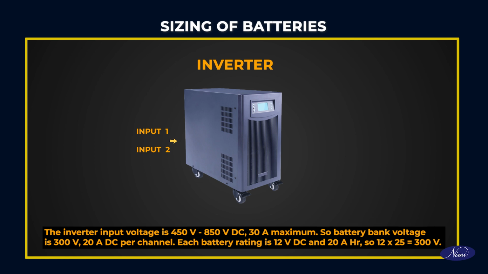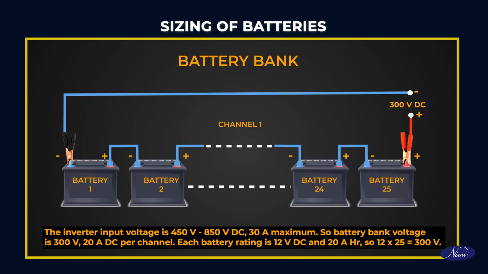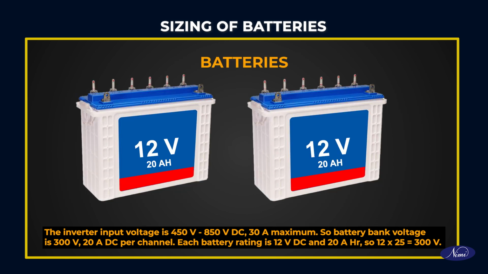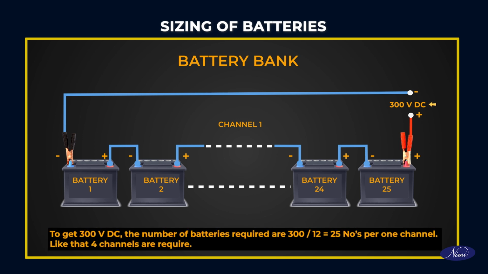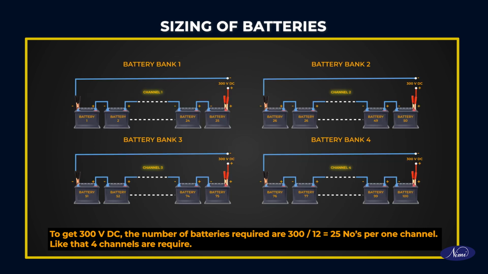The inverter input voltage is 450 volts to 850 volts DC, 30 amperes maximum. So, the battery bank voltage is 300 volts, 20 amperes DC per channel. Each battery rating is 12 volts DC and 20 ampere hour. So, 12 multiplied by 25 is 300 volts. To get 300 volts DC, the number of batteries required is 300 divided by 12, equal to 25 per channel. Like that, 4 channels are required.